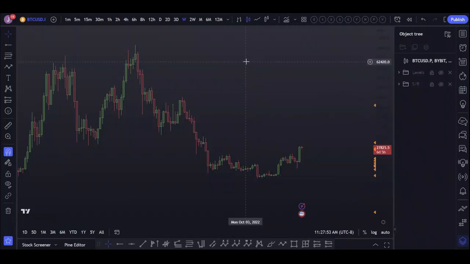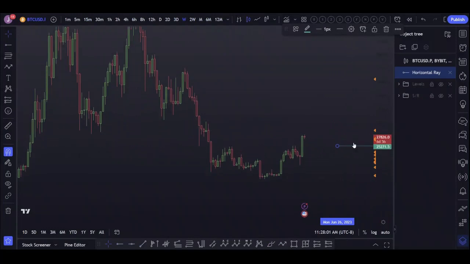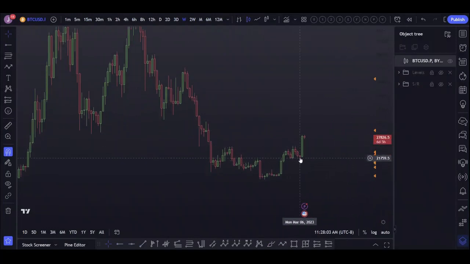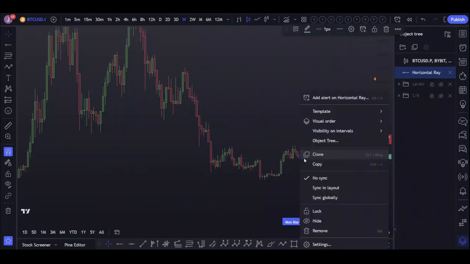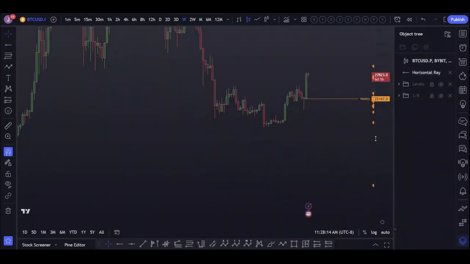All right, so now let's go ahead and mark our weekly support. So let's remember the rules here. When we're looking for support and resistance, we are looking for, as support goes, a red candle followed by a green candle. So there is weekly support. So I mark that with my horizontal ray and I label it weekly.